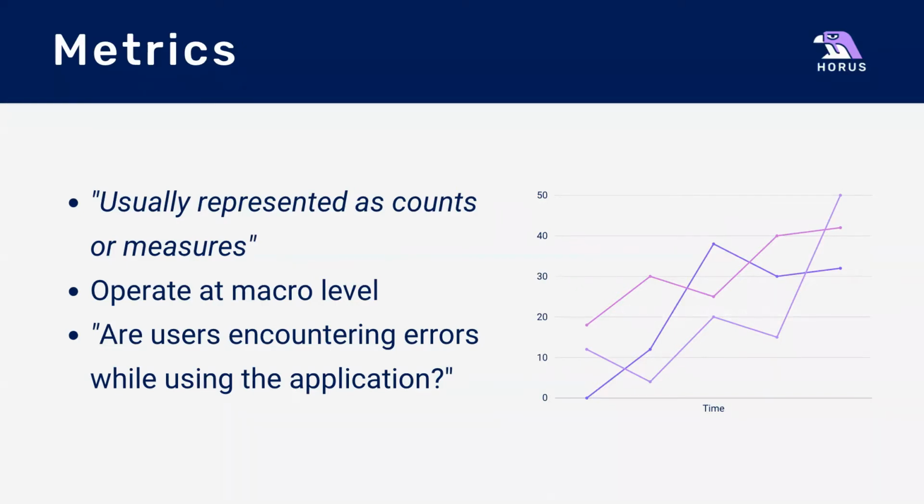Metrics can answer questions like, is the application performing slower than it should be? Are users encountering errors while using the application? And at what time of day are we receiving the most requests? Why an application is behaving in a particular way may still be unclear, but what metrics give us is the broader picture of an application's overall state and performance.